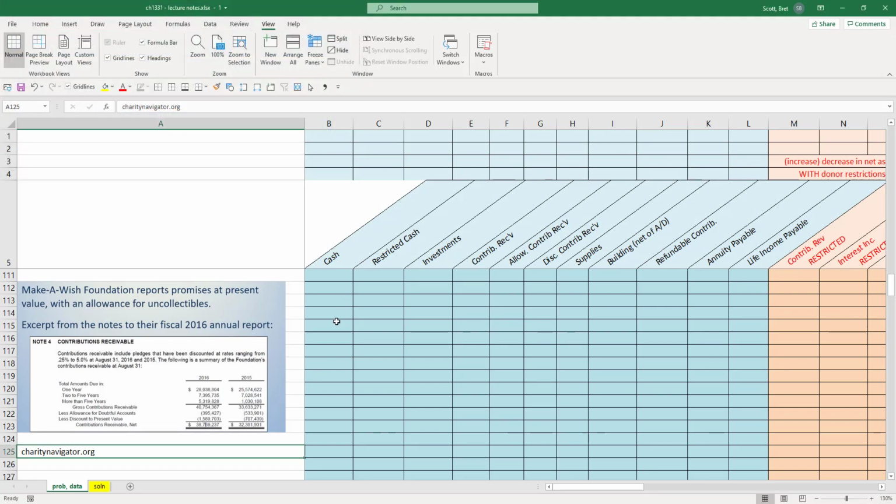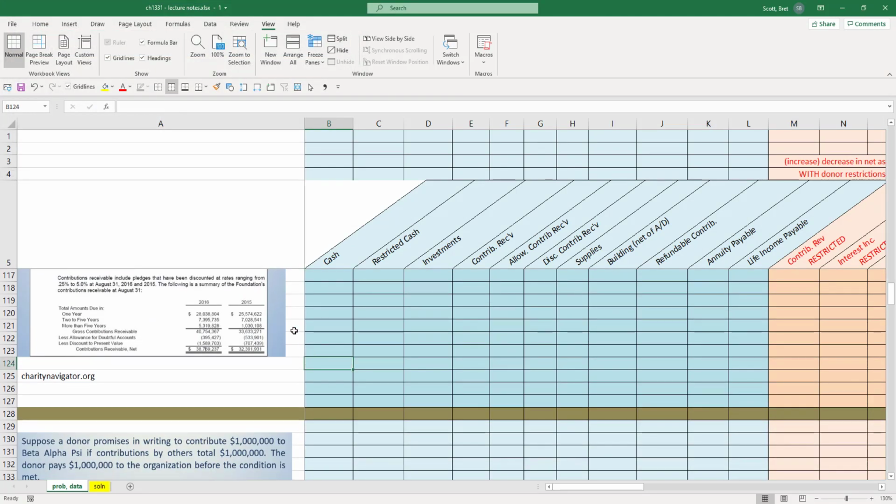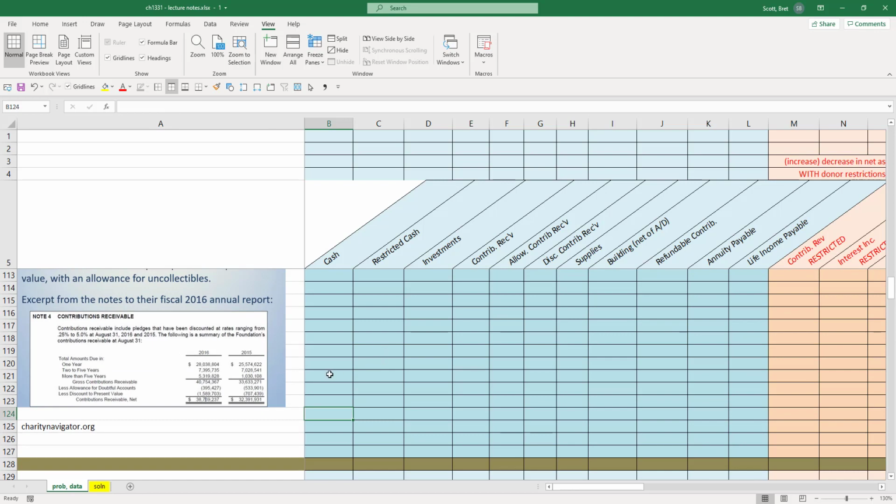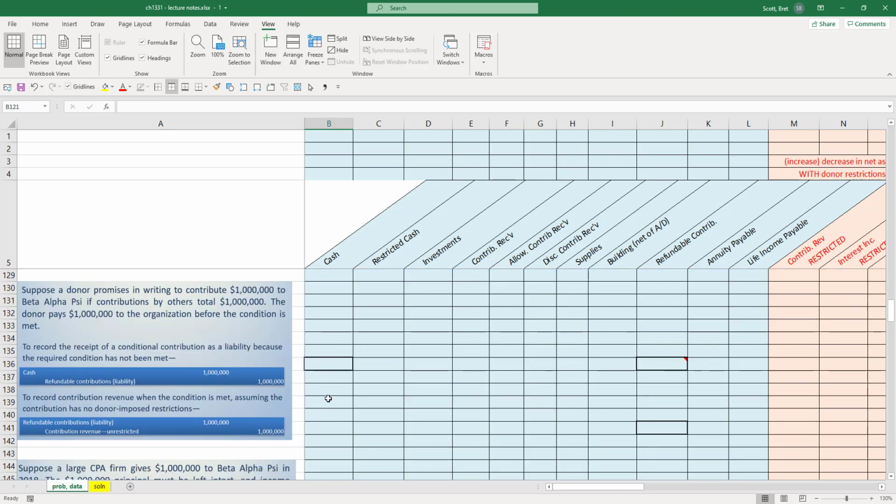We're not particularly concerned about that, but Make-A-Wish Foundation, they give you information about that. You can look that information up. It's publicly available data. What we're interested in looking at are just these journal entries.